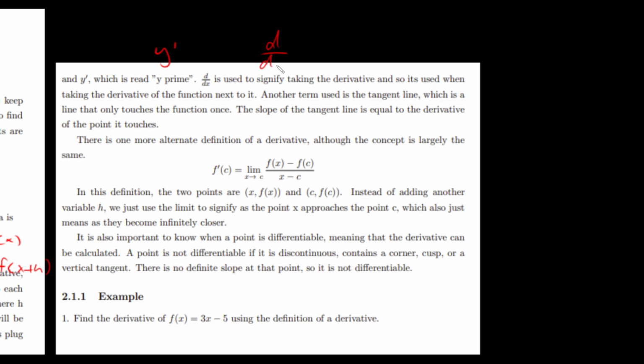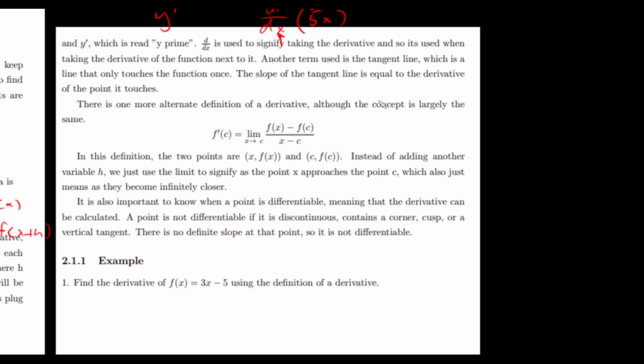You also see d over dx, and a lot of the times people get confused about what this symbol means when you have dy over dx. D over dx is not a function. It's like you doing something to a function. So if I have 5x here, it means you're taking the derivative of 5x with respect to x. That just means you're taking the derivative with respect to your variable, which is x.